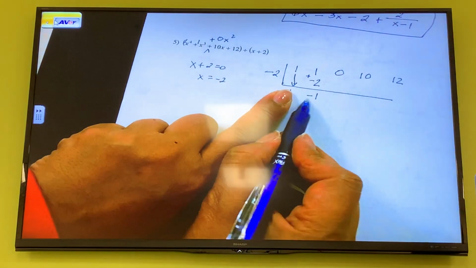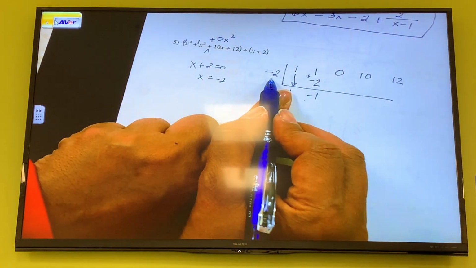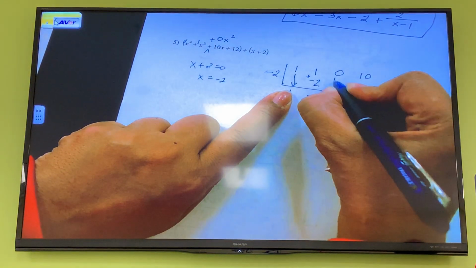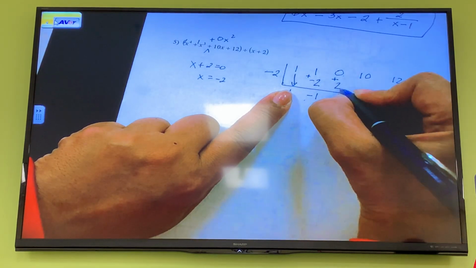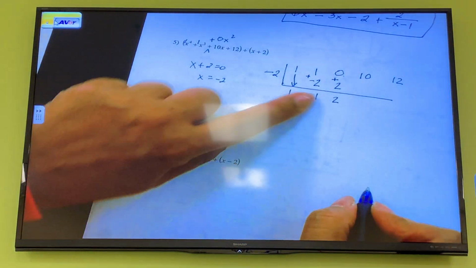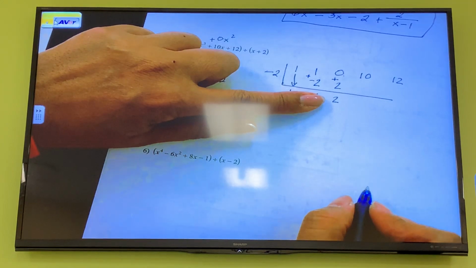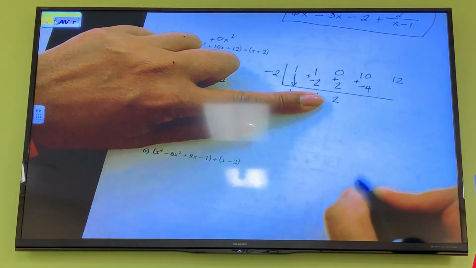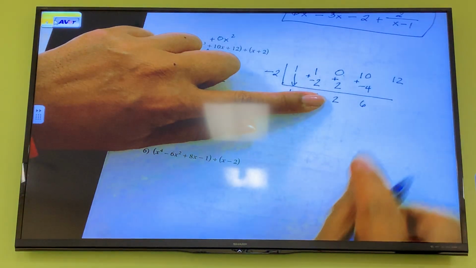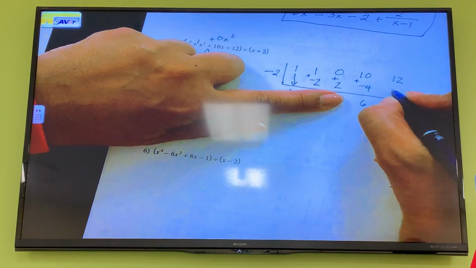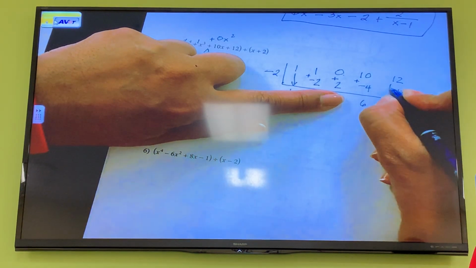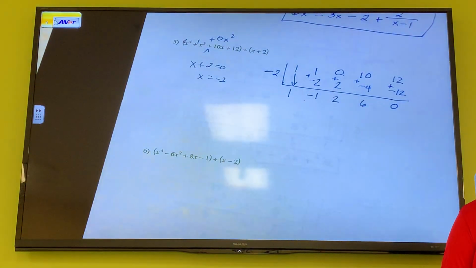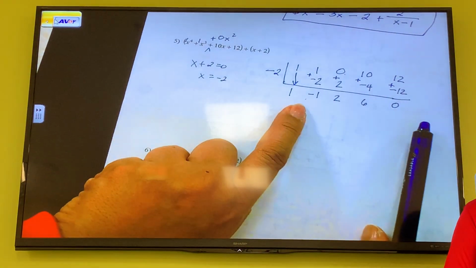So same thing, multiply negative 1 to the negative 2. That will give you positive 2. So put it under the 0. So add 2. 0 plus 2 is 2. Then you multiply 2 times negative 2, which is negative 4. Add it up to 10, so that will give you positive 6. Then 6 times negative 2 is negative 12. Add them up, and we don't have a remainder. This is a 0.